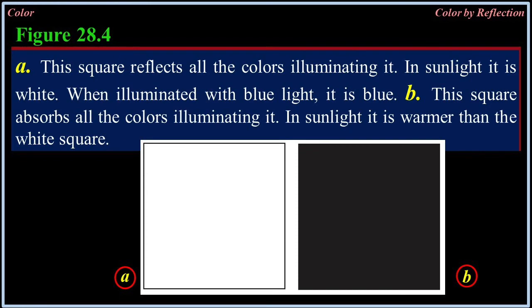Figure 28.4a. This square reflects all the colors illuminating it. In sunlight, it is white. When illuminated with blue light, it's blue. B. This square absorbs all the colors illuminating it. In sunlight, it is warmer than the white square.